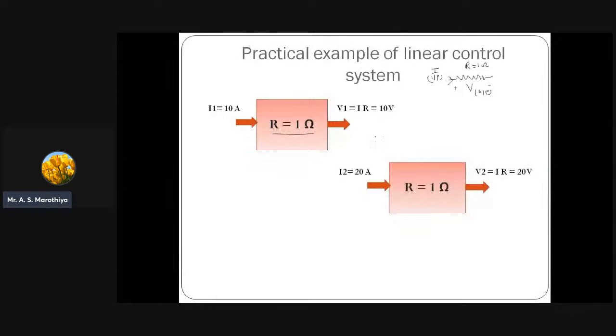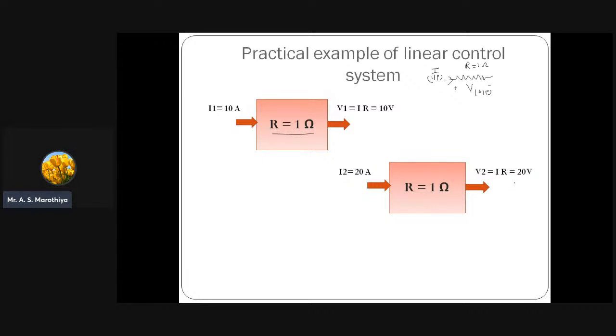Now what we need to do, we are going to change the input, keeping the system the same. So see, the same resistor of 1 ohm is placed over here. Now we increase the value of current. Instead of providing 10, now we are providing 20 ampere as an input. Based on that, it is going to generate some output, which is nothing but V2, which is 20 volt.